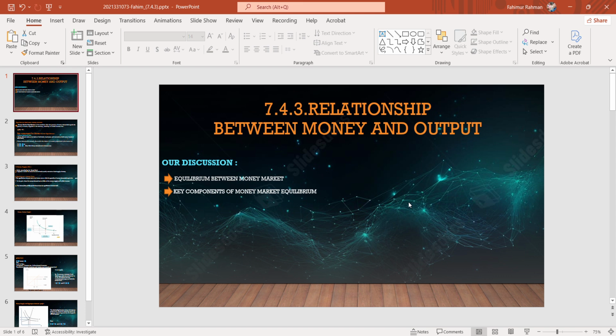I am currently studying computer science and engineering at Shah Jalal University of Science and Technology. Today I am going to discuss a topic in macroeconomics, which is the relation between money and output. Our discussion will cover equilibrium in the money market and the key components of money market equilibrium.